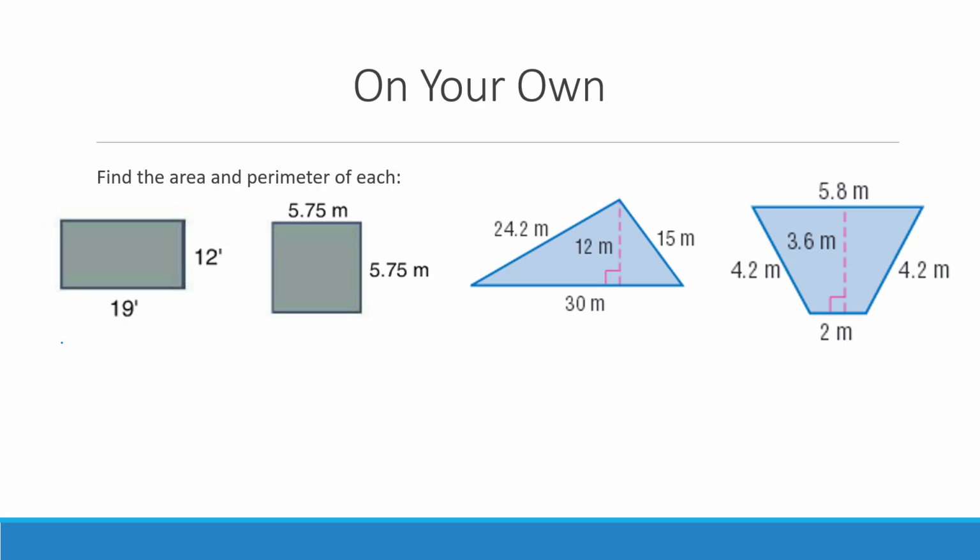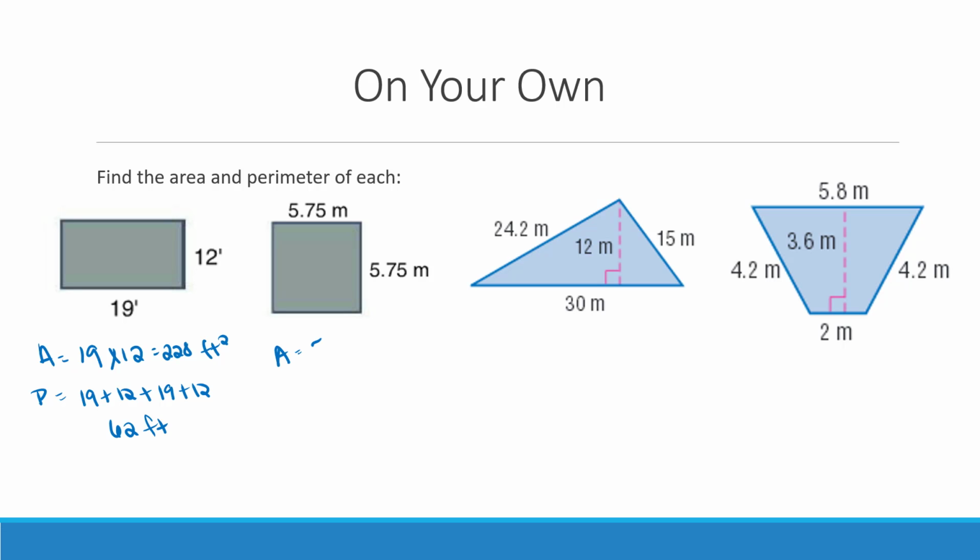In the first one, if I do length times width, I'm going to do 19 times 12, which is going to give me an area of 228. That's going to be feet squared. For perimeter, I'm going to add 19 plus 12 plus 19 plus 12. Again, I'm perfectly fine with you using the formula if you want to. This is going to be 62 feet.